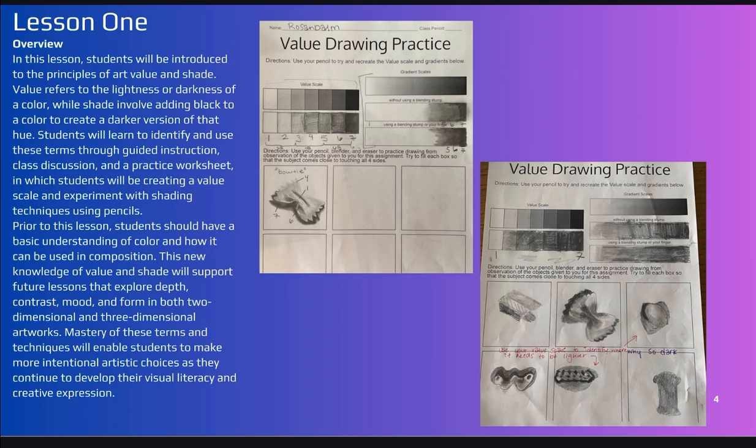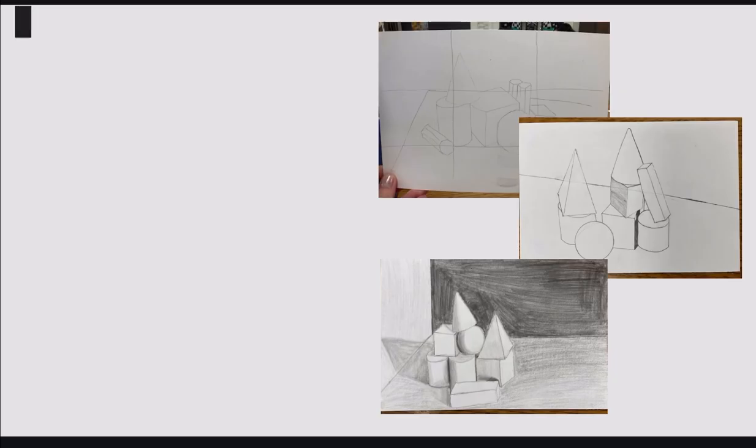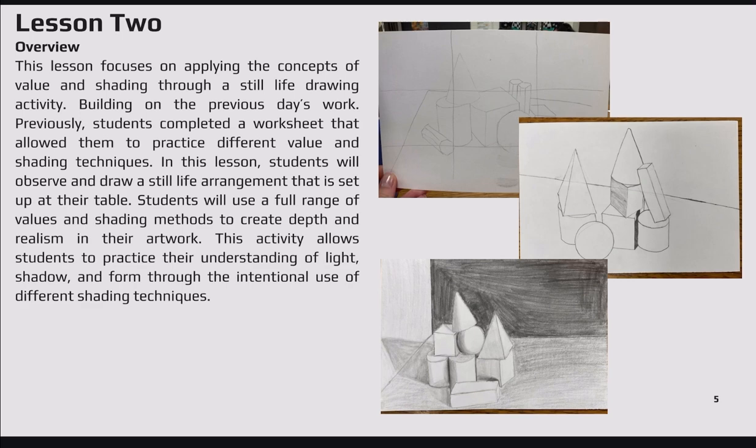Lesson 2, we used the skills that we learned in our value worksheet to create a small still life drawing that used geometric shapes in the classroom. In this lesson, students needed their personal iPads that they got from the school, and they took a photo of some geometric shapes we had set up into a still life. Then students used their iPads to manipulate this photo into black and white, and then we created an accurate representation of the value on the photo.